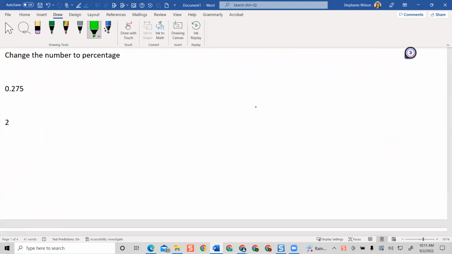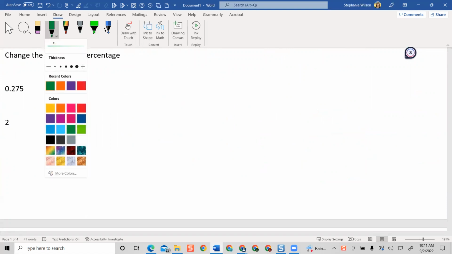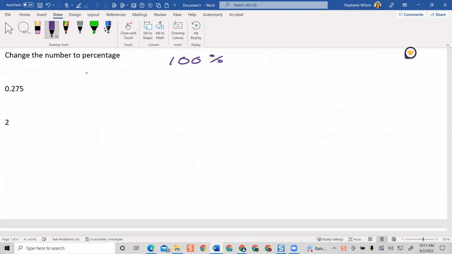The next one says we're going to change these numbers to a percent. So that means we need to multiply by 100%. If we multiply by 100%, the shortcut says grab the decimal, move it 2 places to the right. So I'm going to grab this decimal. I'm going to go 1, 2. So I get 27.5%. Or you can come over here and do the multiplication. Set it up whichever way works for you. Same here, you can multiply it by 100%, or we could just move the decimal 2 places to the right, and I get 200% here.